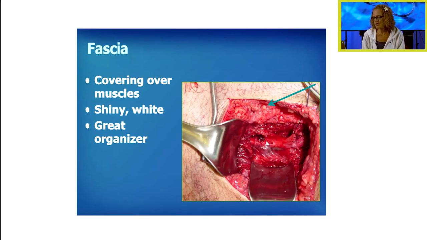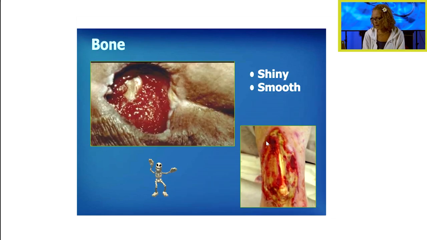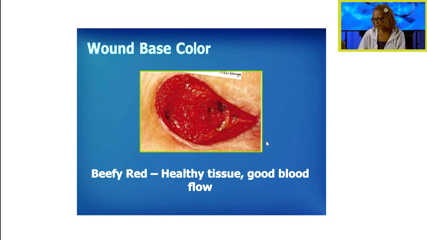Here we see an example of fascia. This is the covering that's over muscles. This is a shiny, kind of white covering that goes over top of muscles. So this is fascia that's growing back. Here we can see bone. This is kind of shiny and smooth here. This is what bone would look like in the deepest part of a wound bed.